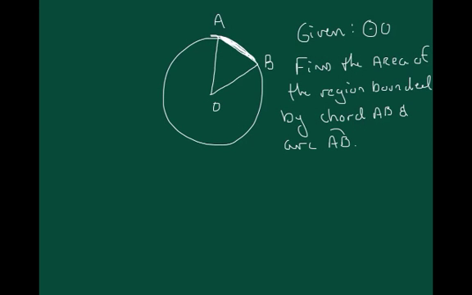Suppose you were given circle O, and I asked you to find the area of the region bounded by chord AB and arc AB. That region is shaded in the picture. How would you do it? Well, we'd need to give you the radius. So suppose I told you the radius is 10, and the chord AB is 10. How would you find the area of the shaded region?